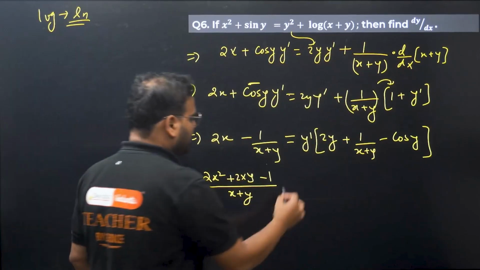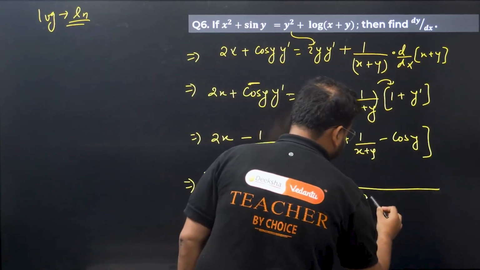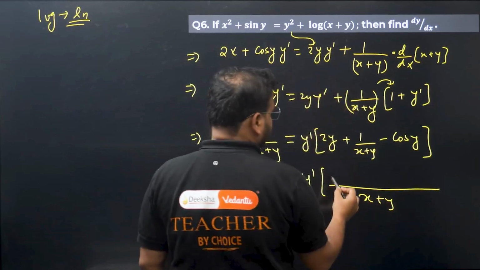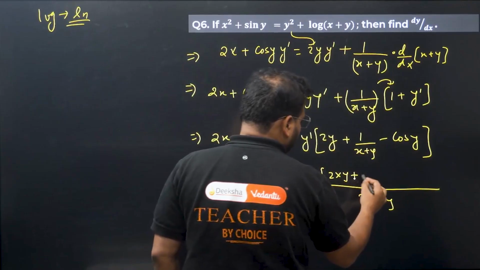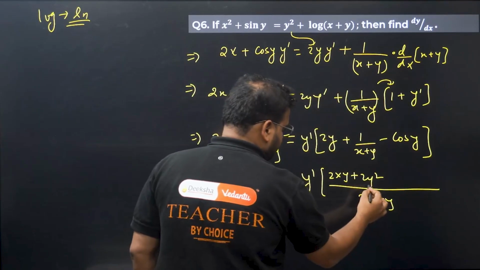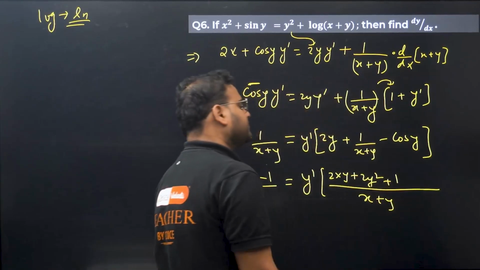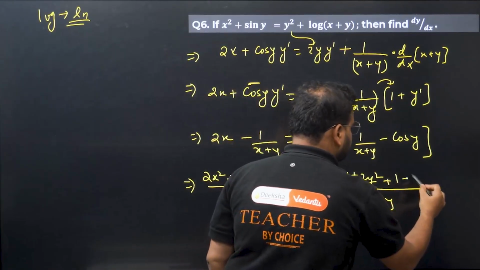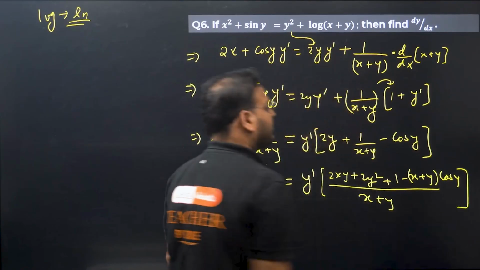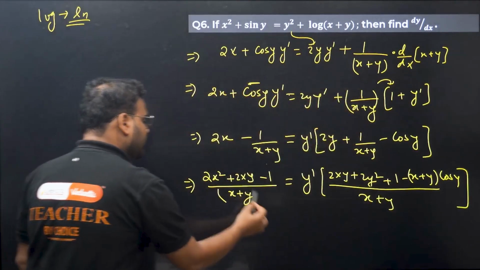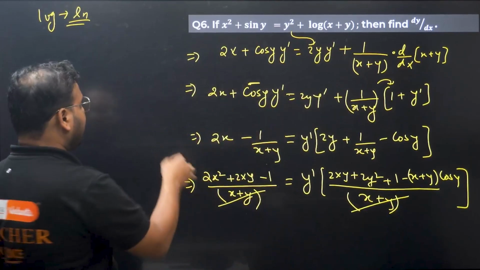Okay. Moving on. We'll still have y dash over here. Take the LCM one more time. Okay. I get this will become again 2xy. And y into y will become 2y square. And plus 1 we have. So plus 1. And the last one will be what? Minus x plus y times of cos y. You have x plus y over here and over here as well. Cancel it. Now I want to find the value of y dash, right?